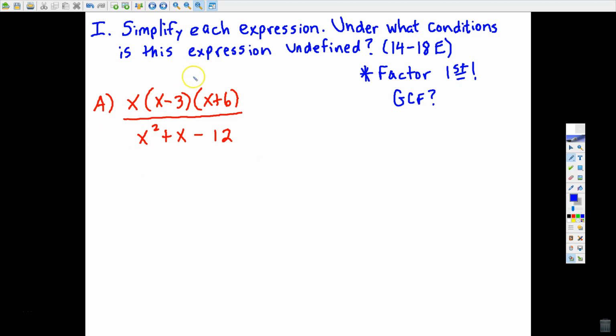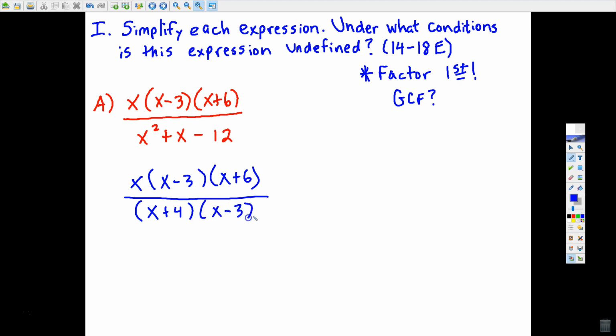Alright, so this problem 1a, really there's a two-part answer here. Let's take this first sentence and simplify this expression. The numerator is already factored. The denominator can be factored, so let's show that as two binomials multiplied together. And we're going to do the factors of negative 12 that add up to positive 1, positive 4, negative 3. And the great thing about getting this in factored form is we can now cancel factors.